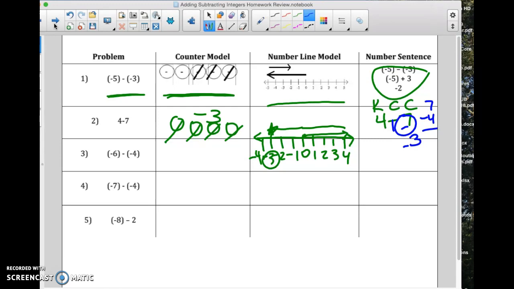I want you to pause, and I want you to try 3, 4, and 5 on your own. And when you bring this back up, when you press play again, I'll have the answers there for you too. So press pause, just like I'm going to do, and then press play when you're ready.